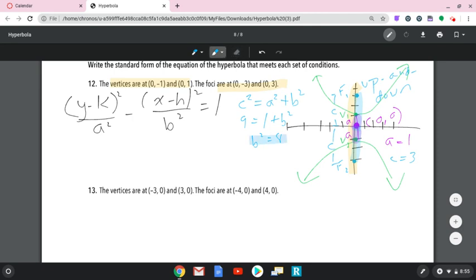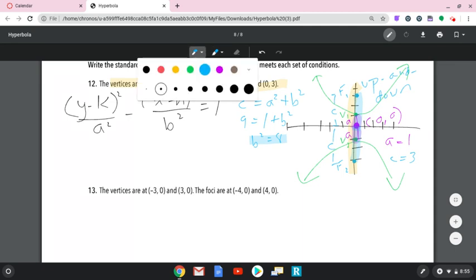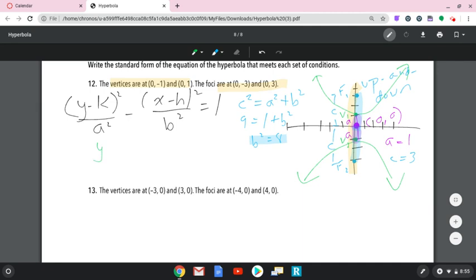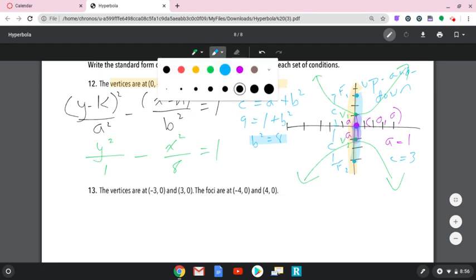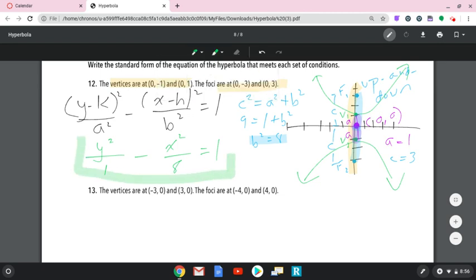This is what I need to know, so I don't have to go a step further. I know a is 1, and I know my center is (0, 0). So I now know my equation would be (y minus 0) squared, so y squared over a squared, well, a squared is just 1, minus (x minus 0) squared, which is just x squared, over b squared, which is 8, and that would be equivalent to 1. So this here would be my standard form of that hyperbola.